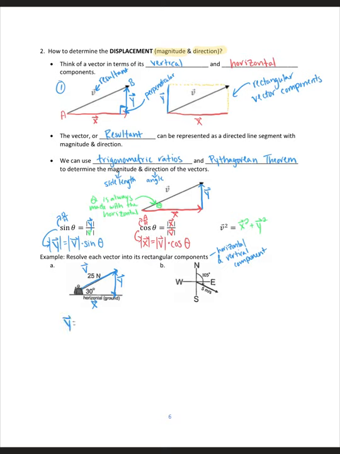we're going to do our resultant or our vector, which is 25, times the sine of our theta, which is 30 degrees. So when we do 25 times the sine of 30, we're going to get 12.5 newtons. Okay, if we're trying to identify our x, I'm just going to write that out.